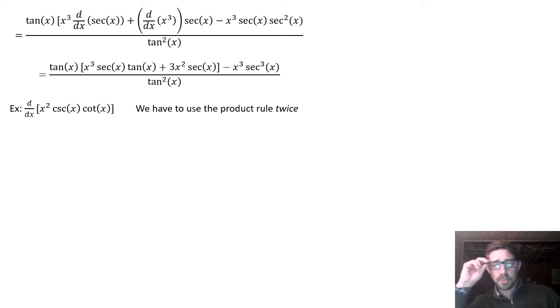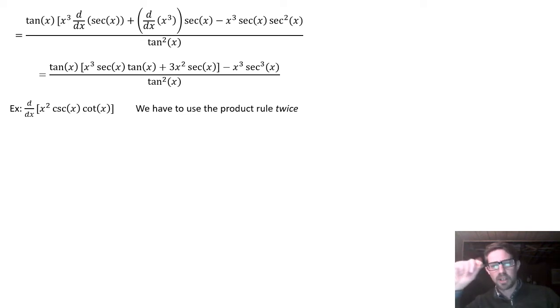Okay, so again, this is just hard for the sake of hard, right? There's no application here. I'm just making you do hard derivatives. So we now have the product of three functions, x squared times cosecant times cotangent. Oh boy. So we have to use the product rule on it, but we have to use it twice.